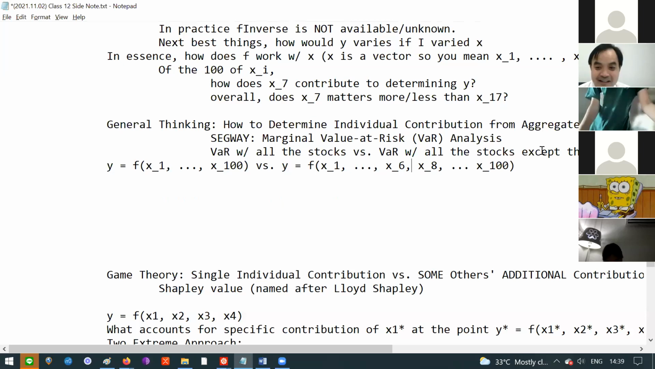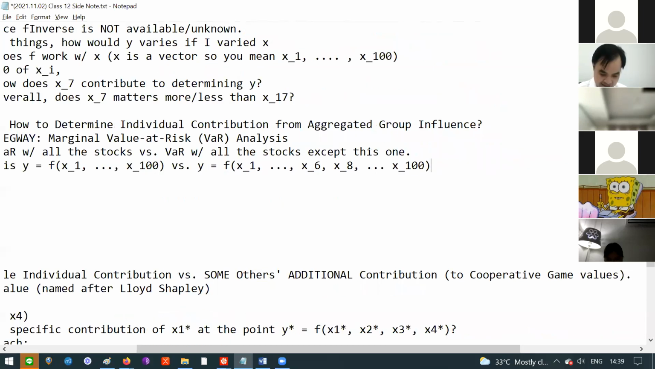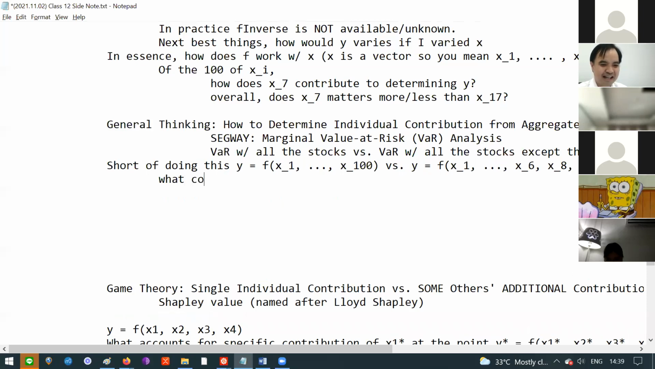Well, think about it. You have 100 variables. If I want to measure the relative importance of x1, I have to do this how many times? 100 times. It's basically impossible, right? In finance, you can do that because in some cases you can calculate fairly quickly. So can you do that? Short of doing this, what can we do to gauge the importance of x7?